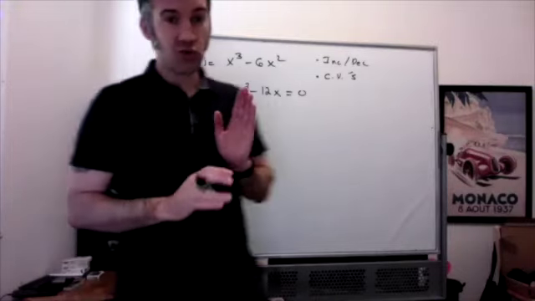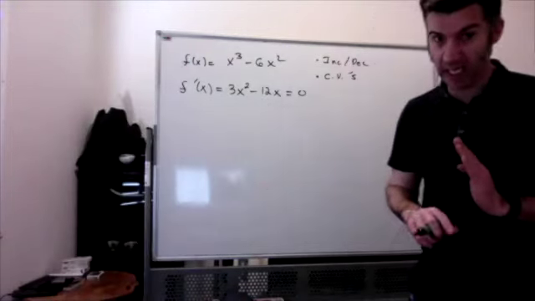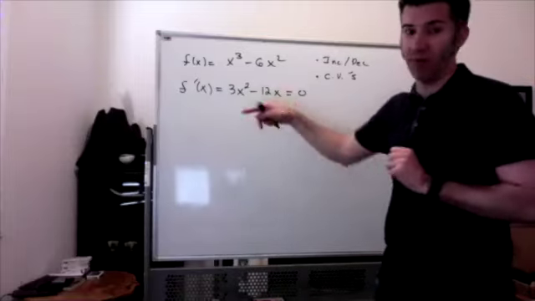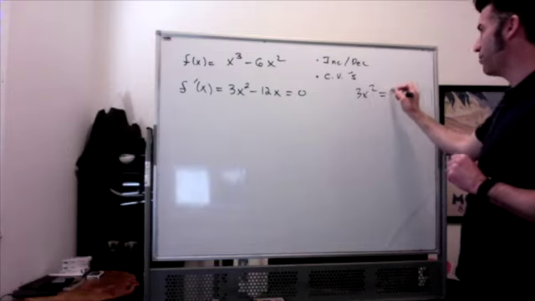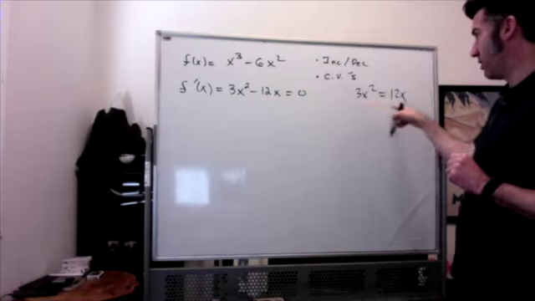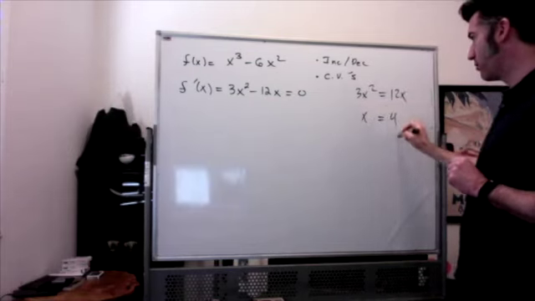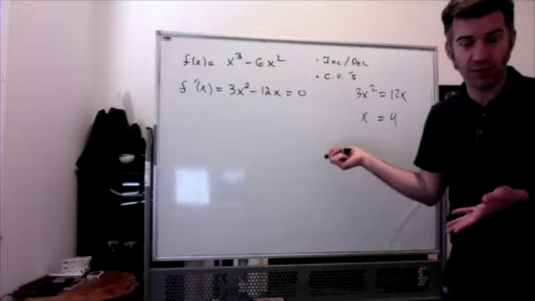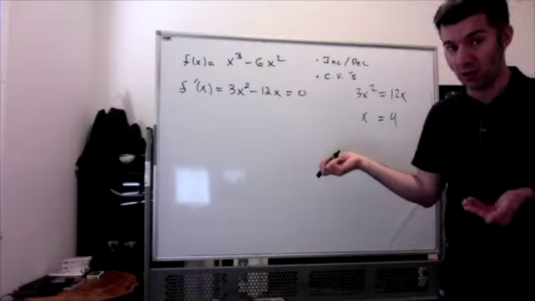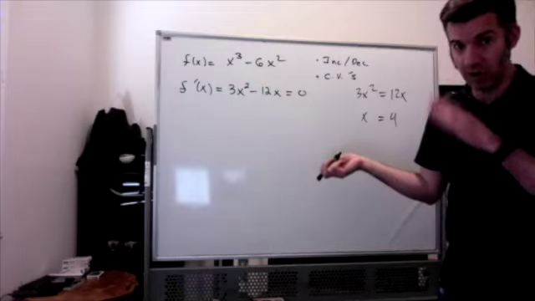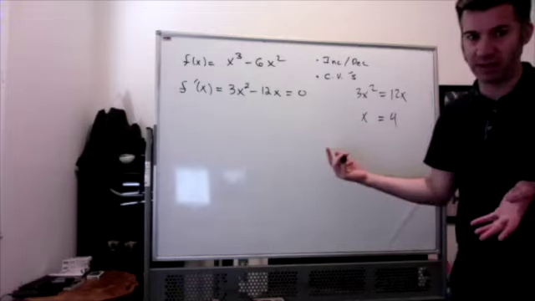So you could do the wrong thing and add 12x and divide both sides by 3x. The problem with that, dividing by 3x, you get x equal to 4. It's not wrong that x equals 4. It's just not the whole story, right? There's definitely another solution to this equation, 0. So you never want to divide by x, really.